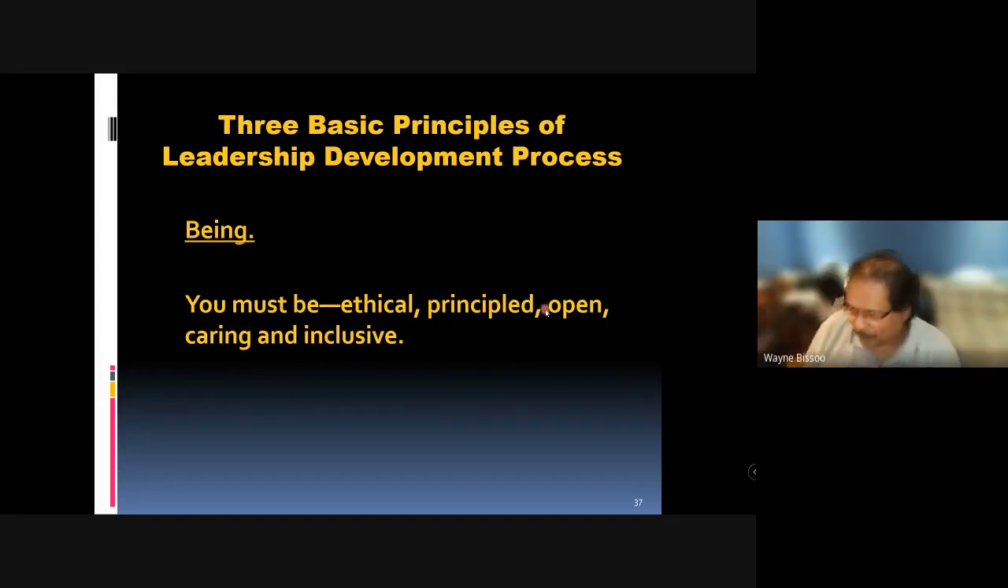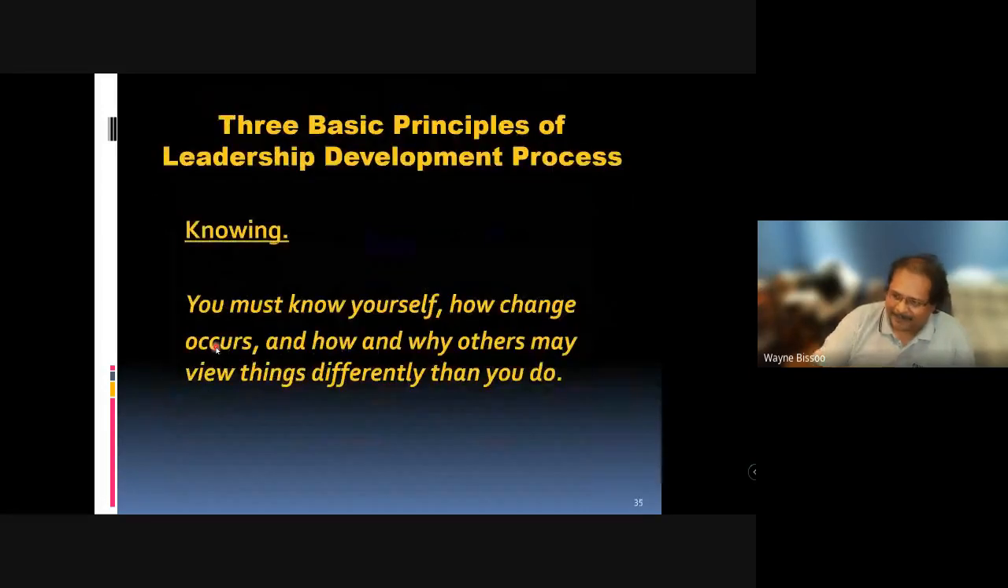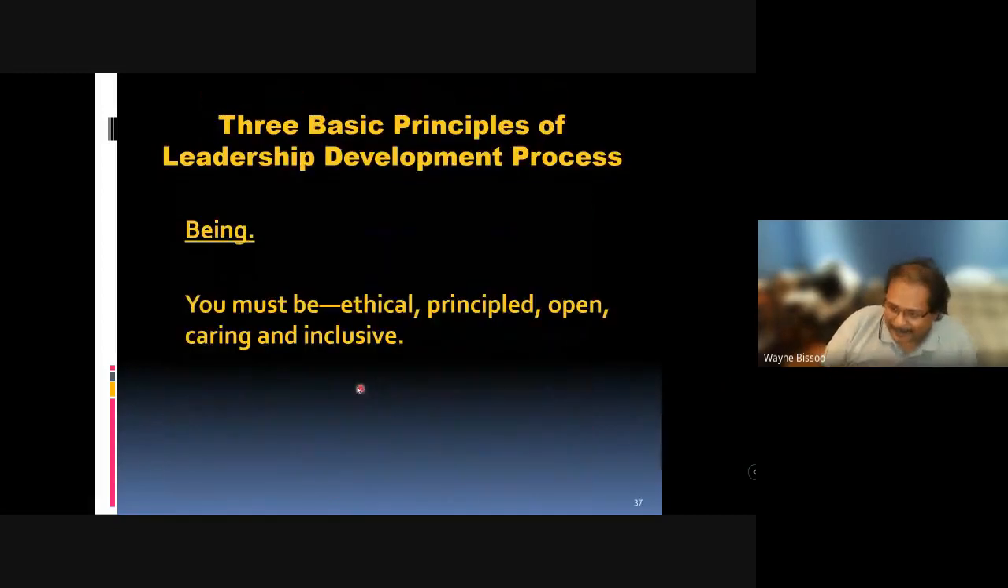Yep. But how open and caring were you to those individuals? And that's the challenge. The being part, the knowing part is one thing. Because remember in the knowing part we talked about understanding why people's views are different. Again, remember that? Now we're talking about including and caring about them.